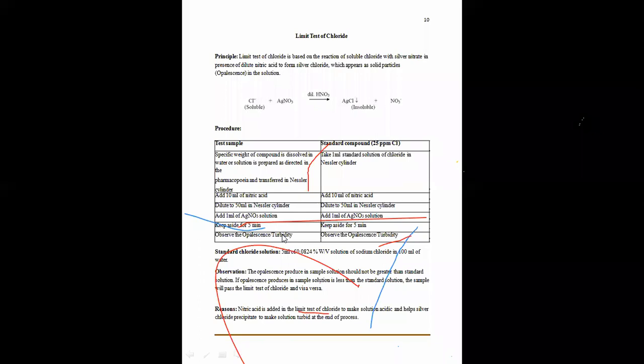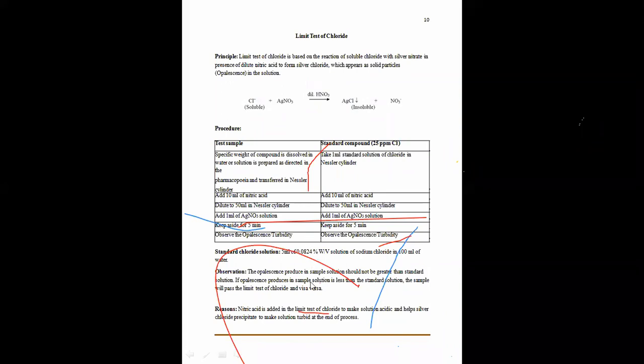When we add 1 drop of milk in water. See, if we have taken 10 ml of water and we add one drop of milk into it, whatever color comes to that solution, the same color is produced here, and that solution or that color is known as opalescence or turbidity. So in this manner we have done the procedure for the determination of the limit test of chloride.